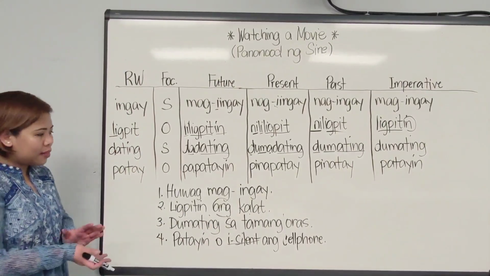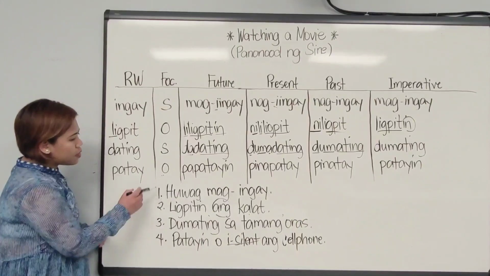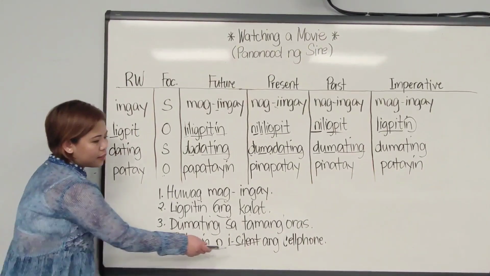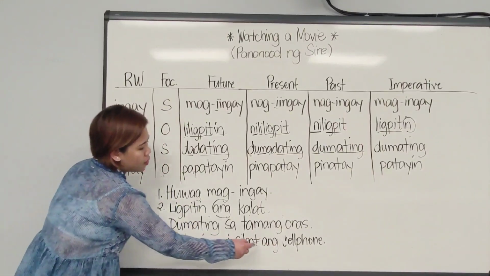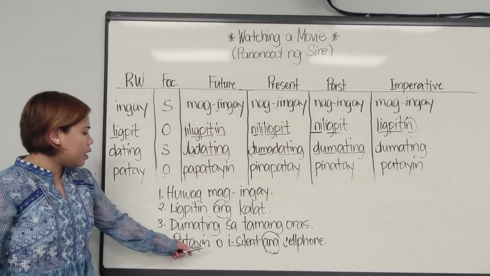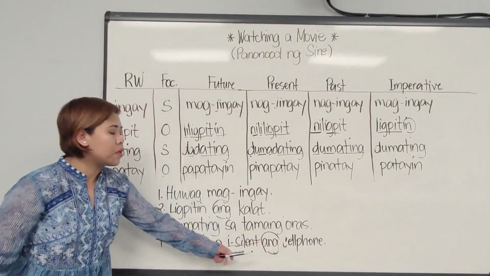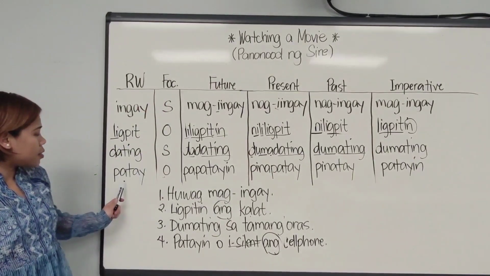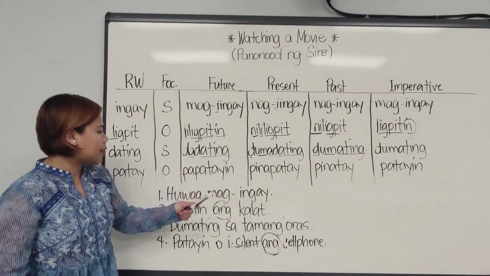What's your clue again? That the focus of your sentence is the object, not the doer, but the cell phone. Of course, there's an ang again here. There's the ang. So, patayin ang cell phone. The focus is the cell phone. So, it's the object. So, the future tense will be papatayin.